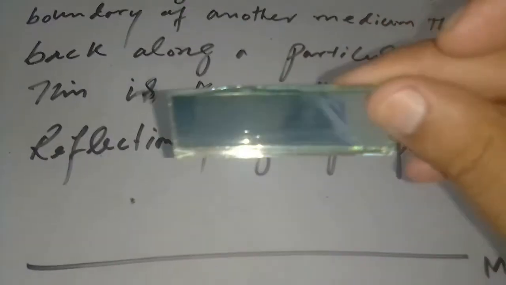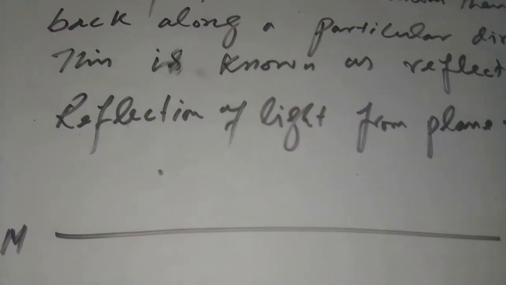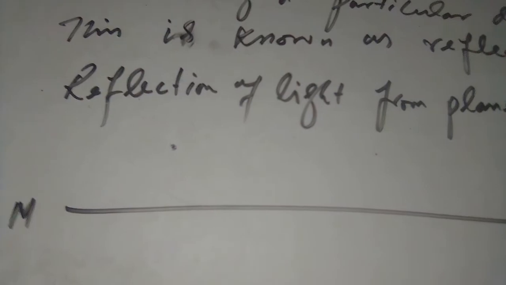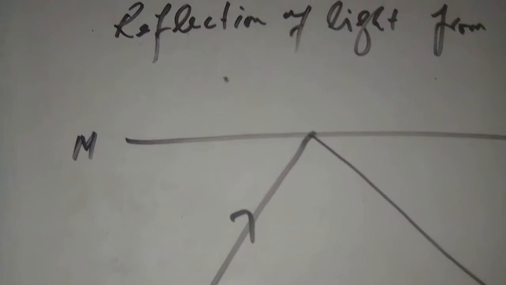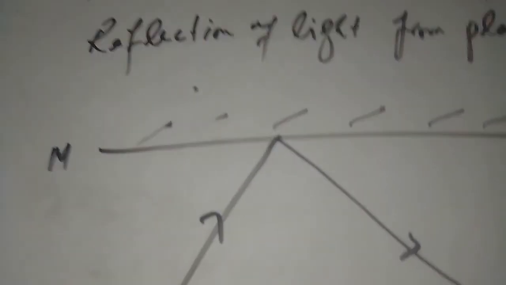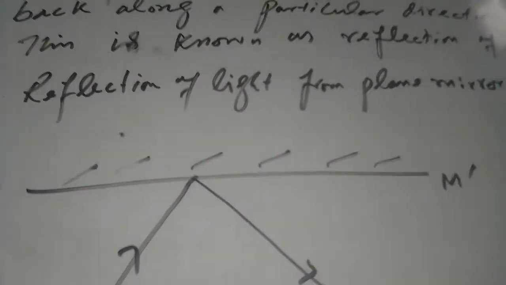When a ray of light strikes a plane mirror, it is reflected as shown in the figure. This is the rough surface, and this is a smooth surface. The smooth and polished surface from which most of the light is reflected is called a plane mirror.